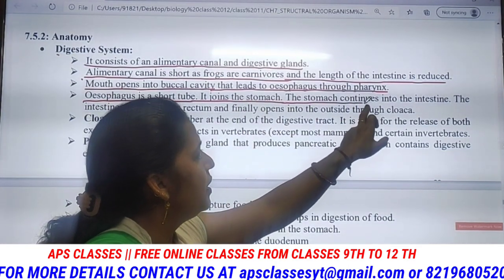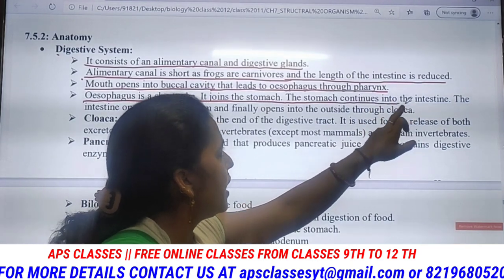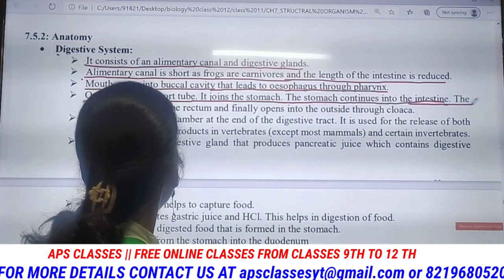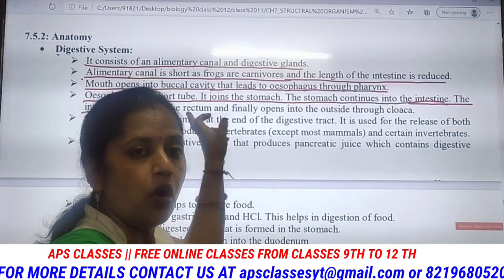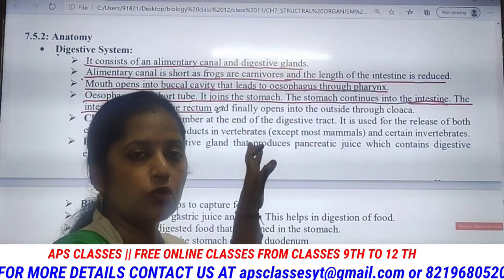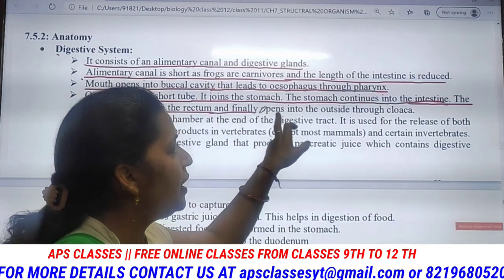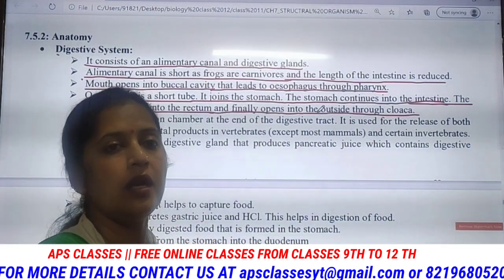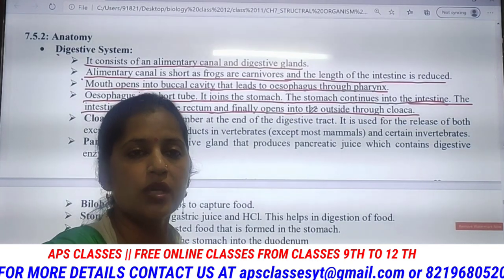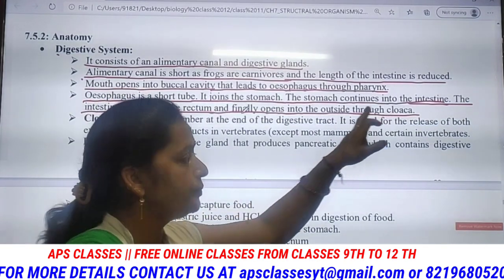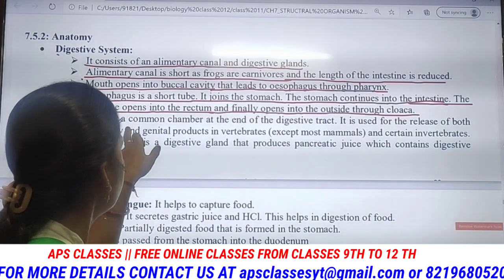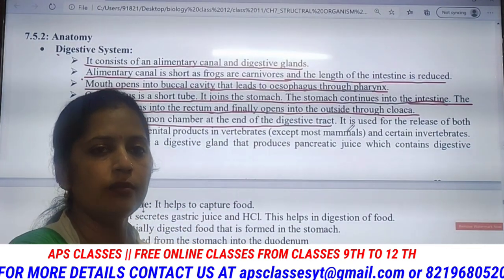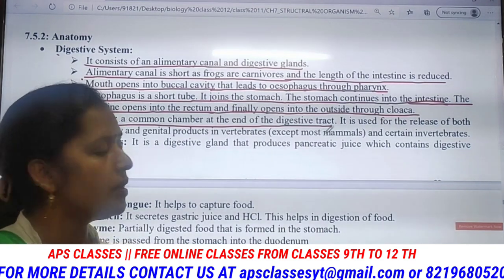The stomach continues into the intestine. और जो stomach है वो कहाँ continue करता है, in the intestine. The intestine opens into the rectum, और जो intestine है वो कहाँ open करेगा, that opens into the rectum and finally opens to the outside through the cloaca. और last में वो finally किसमें open करता है, they open outside through the cloaca. What do you mean by cloaca? A common chamber at the end of the digestive tract. ये एक common chamber होता है at the end of the digestive tract.